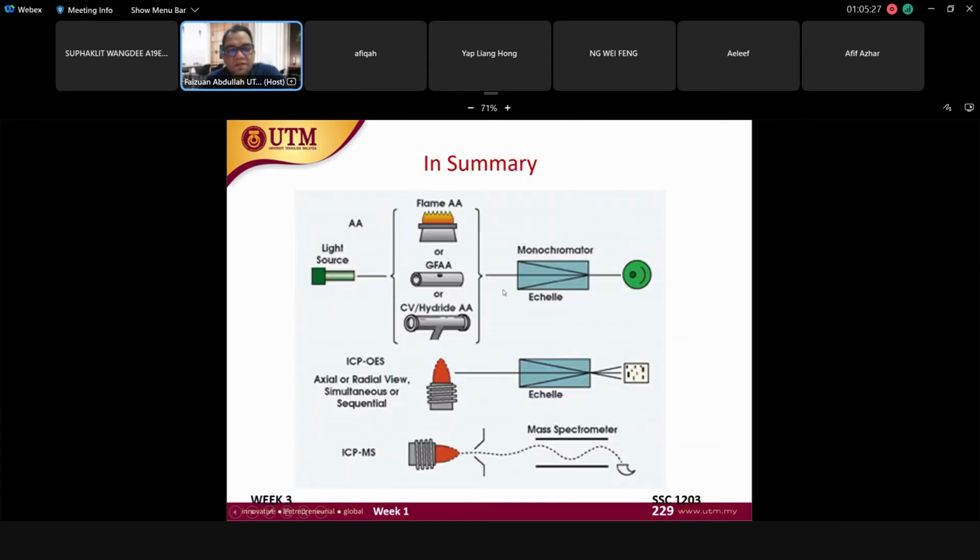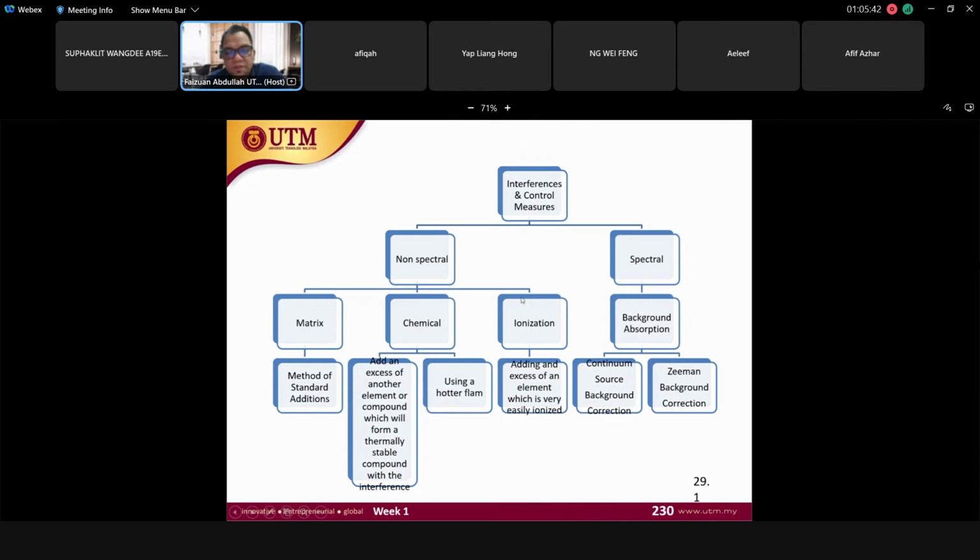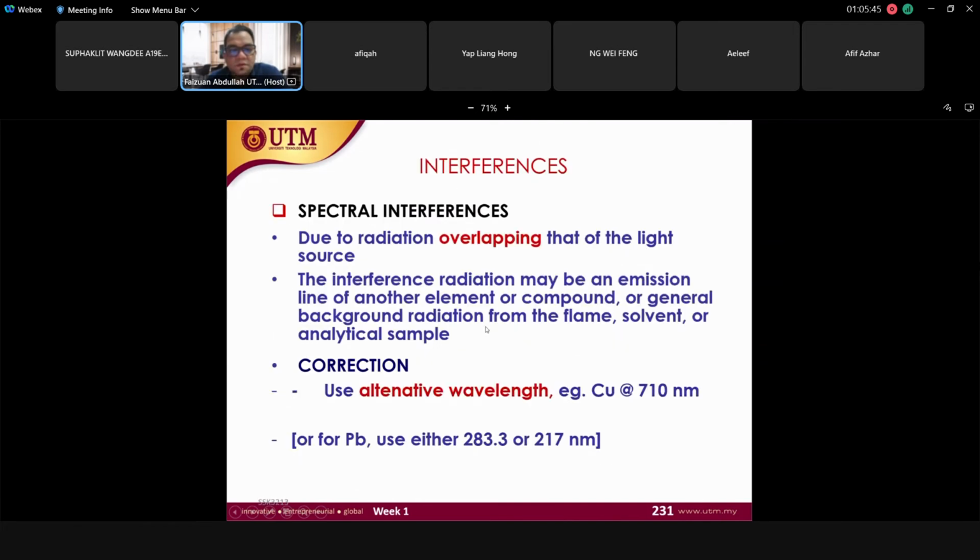So, to summarize, here we have several types of AAS, okay? We have the flame, graphite furnace, cold vapor, and hydrogenation of AAS, right? And then we have the ICP OES. And then we have the ICP-MS for the spectroscopy, right? There is also interference that can cause overlapping in the lights due to the radiation overlapping of the light source. Interference also can be due to the background, the contaminants inside the sample, and we need to do the correction.